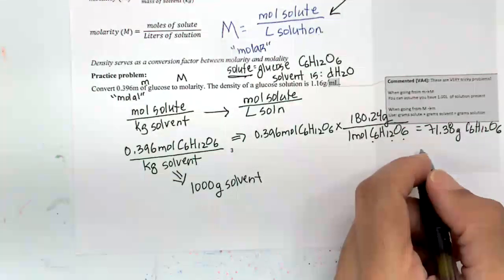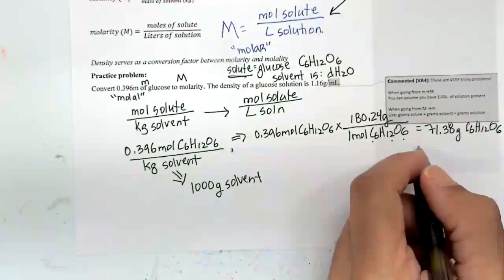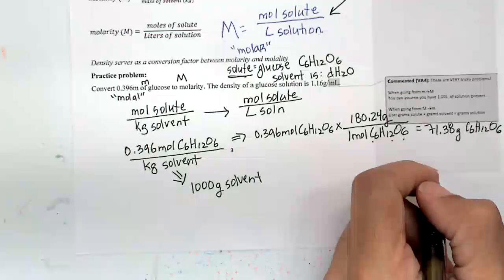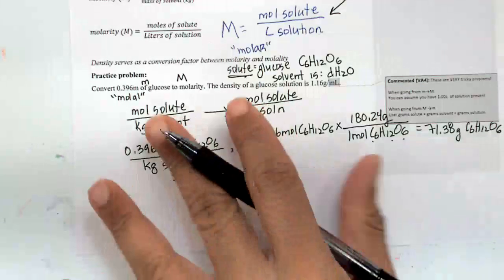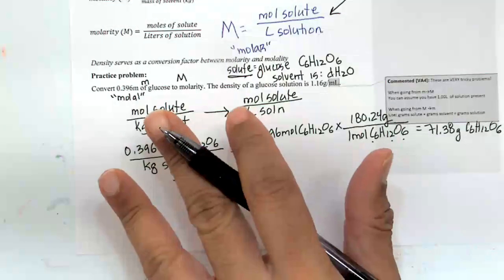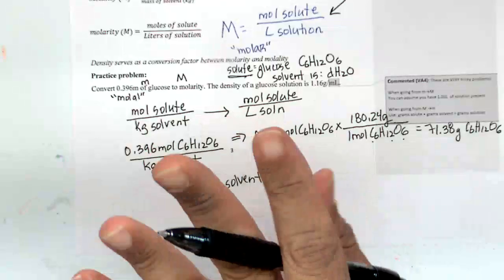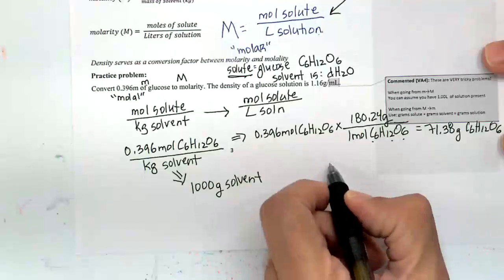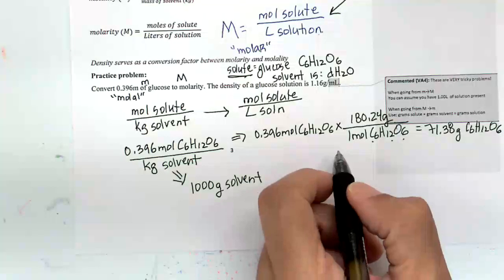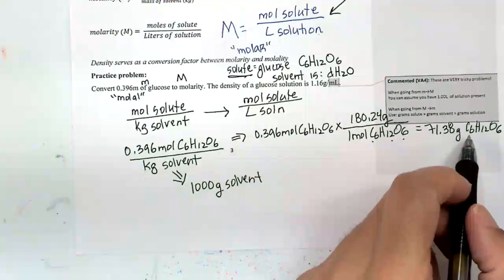Okay, and this happens to be our grams of solute. Yes, ma'am? Why do we have to convert it to grams if they both have the same radius? I'll show you. I'll tell you that. It's a good question.